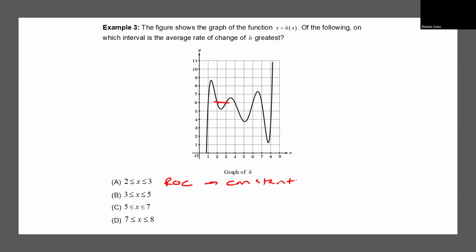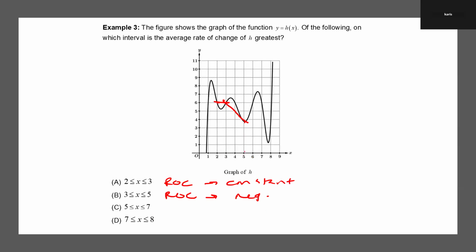Does that work? Is that going to be great? No. So now we're going to do the next interval, 3 to 5. So we're going to go from 3 to 5. Okay. Is that positive? No. We're not looking good here. So we're going to say the rate of change here is negative.